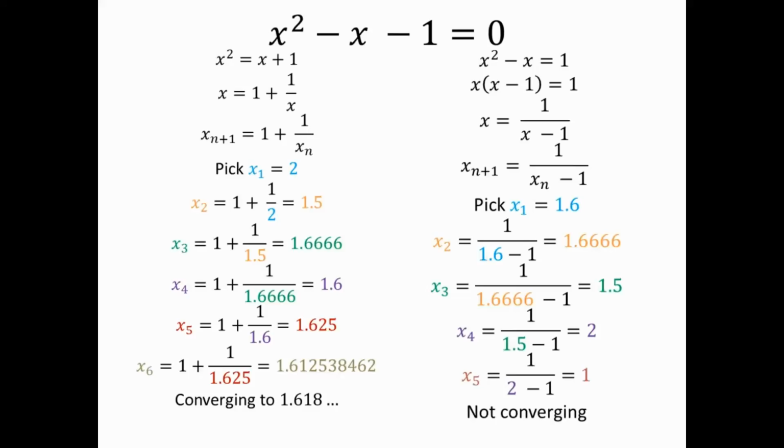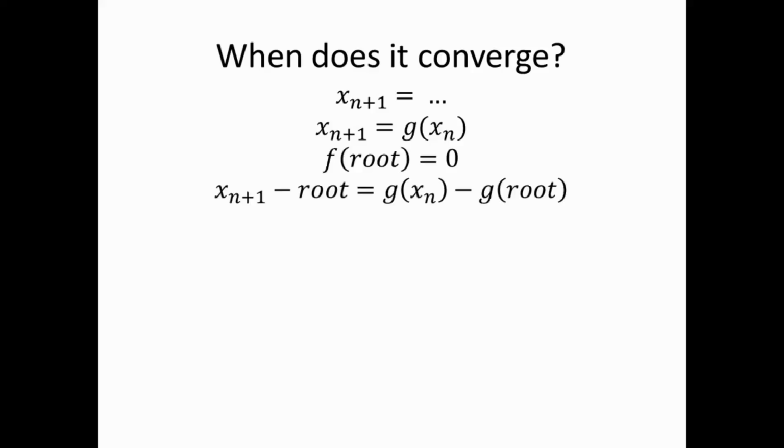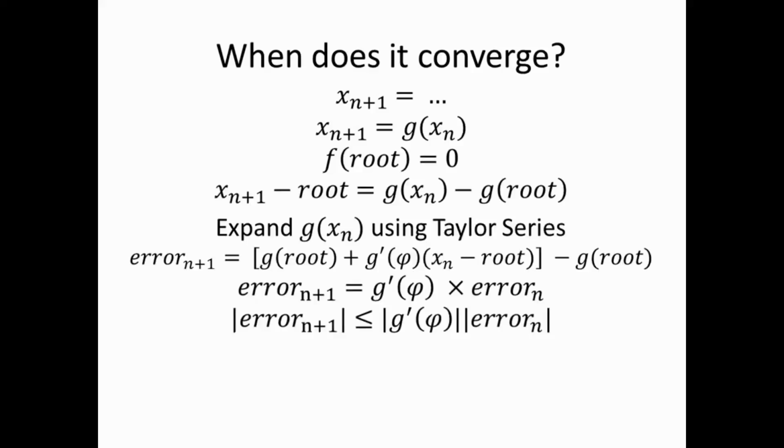So why is it that the left equation converged and not the right one? When does convergence occur? Remember that we set x sub n plus 1 equal to something? We'll call that something g of x. So if we do some fancy math, we come to the conclusion that if the absolute value of g prime at the root is less than 1, the function will converge.